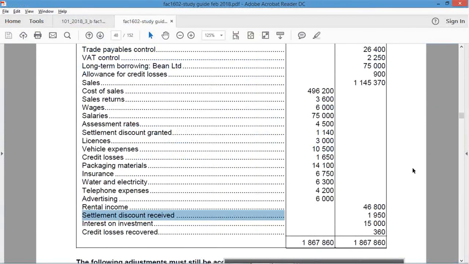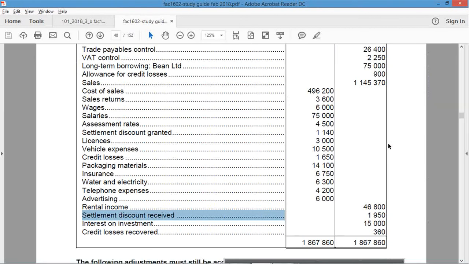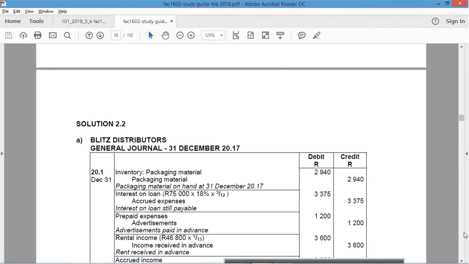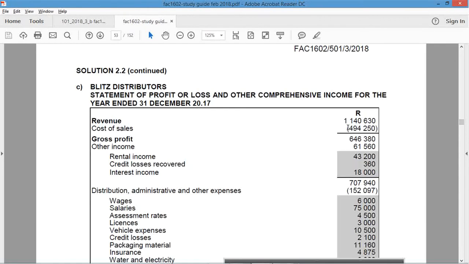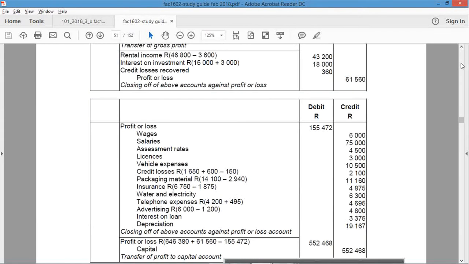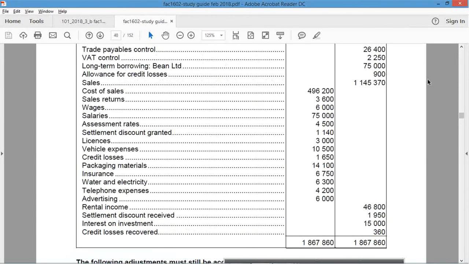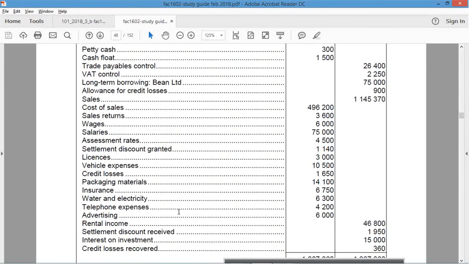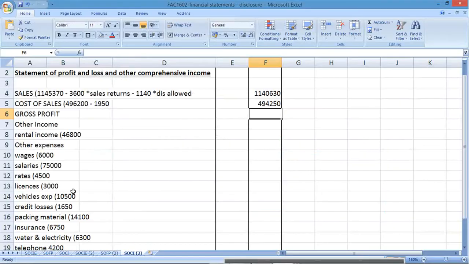494,250, is that what we had in the answer? Let's double check. I think so. Yes, see? 494,250. So again, in terms of bracket, they would have done that. Alright, so just be careful with that because they're actually using the discount as a way to reduce the cost of sales. Okay. This one. It's an income. Yes.